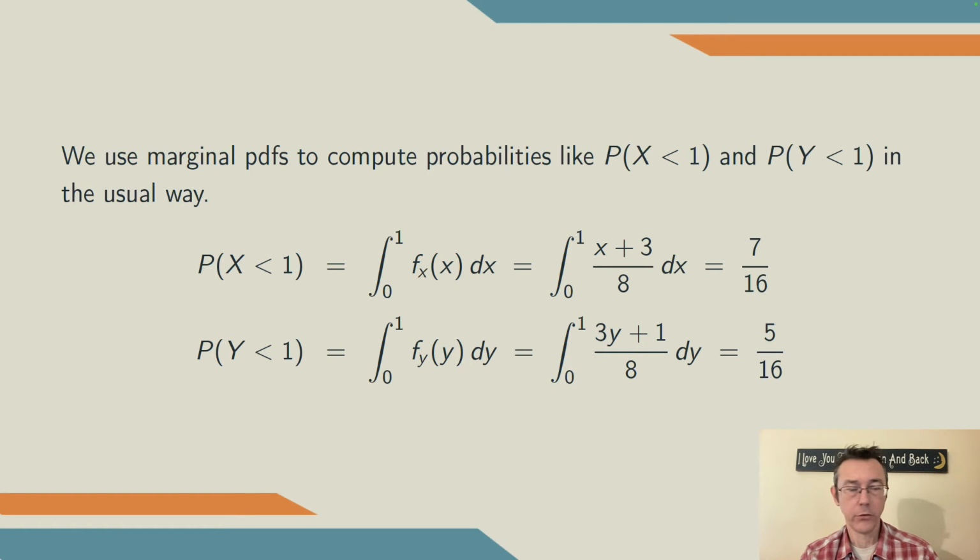Now that we have those marginal PDFs, we can compute probabilities like the probability that x is less than 1 and the probability that y is less than 1, just in the usual way. Those are single variable questions. For instance, the probability that x is less than 1 is the integral from x equals 0 to x equals 1 of f sub x of x dx, that is, we're integrating (x plus 3) over 8 from 0 to 1. When we do that, we get 7/16. Similarly, the probability that y is less than 1 is the integral from 0 to 1 of the marginal probability density function of y, (3y plus 1) over 8. When we do out that integral from 0 to 1, we get 5/16.